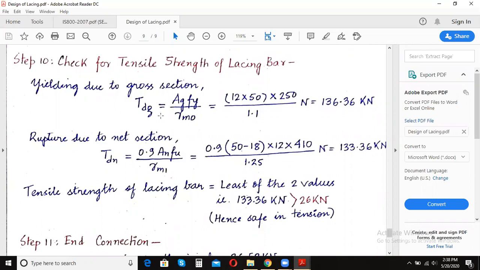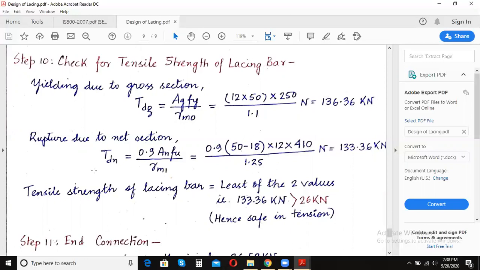Design strength due to yielding of cross section is equal to AgFy divided by gamma m0. What is Ag? Ag is the gross sectional area of the lacing bar, which is equal to 12 into 50. Fy is 250, and gamma m0 is the partial safety factor, which is equal to 1.1. So this value is coming out to be 136.36 kilonewton.